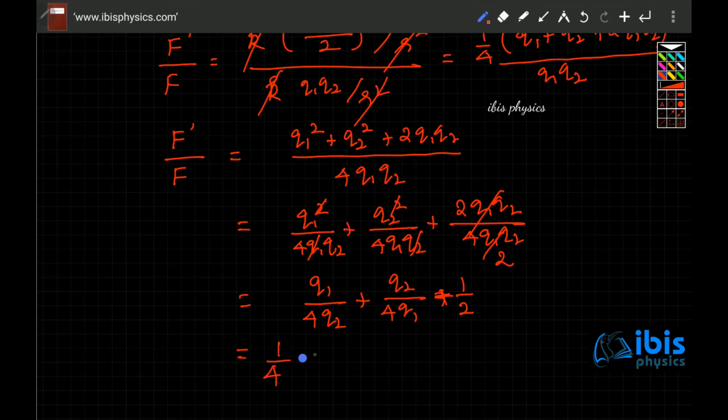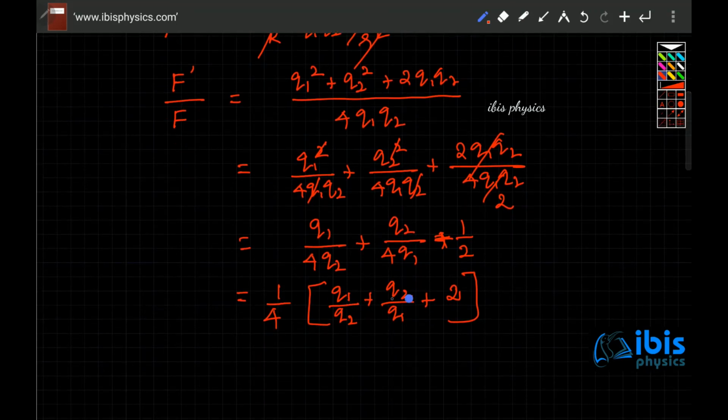Let us take 1 by 4 common. Actually it is very simple, even in that step you can say that, but for our understanding we are doing it. So it is 1 by 4 into (q1 by q2 plus q2 by q1 plus 2). When you add a number q1 by q2 and its reciprocal q2 by q1, the sum is always greater than or equal to 2.